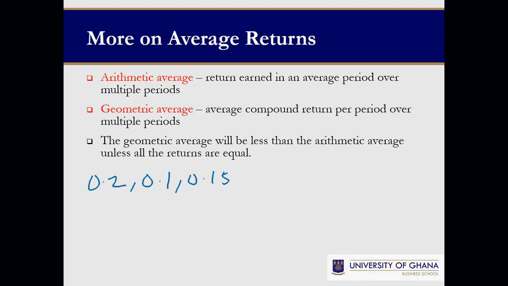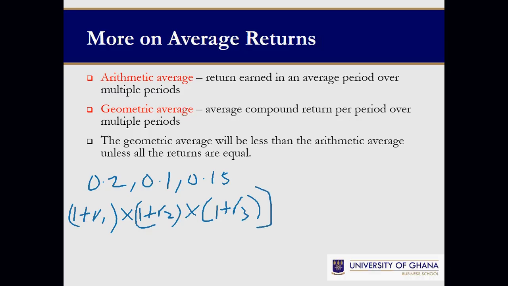So the geometric formula looks like the HPR. It is going to be 1 plus R1 times 1 plus R2 times 1 plus R3, right? There will not be any division over 3. What we are going to do now is solve for all this, raise the power by 1 over 3, which is the 3 years. If it were 4, it would be 1 over 4. If it were 5, it would be 1 over 5. And we are done, and then we subtract 1 from it.